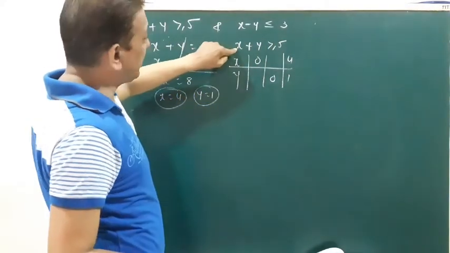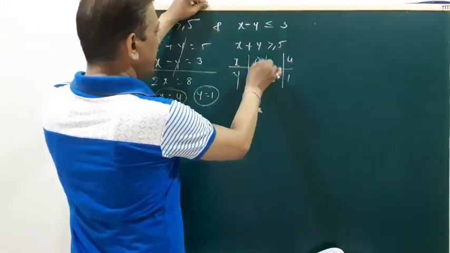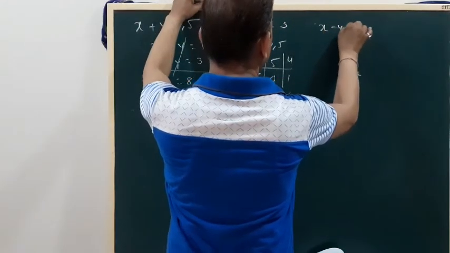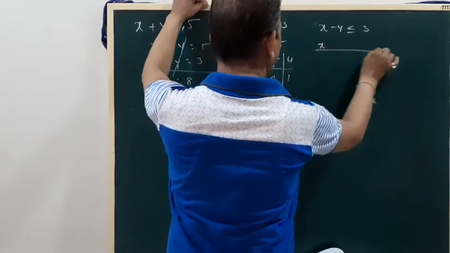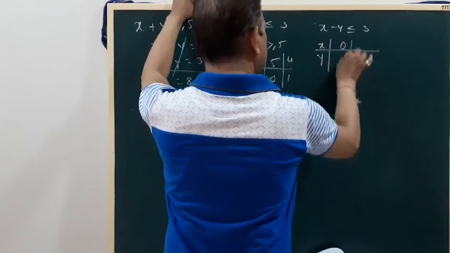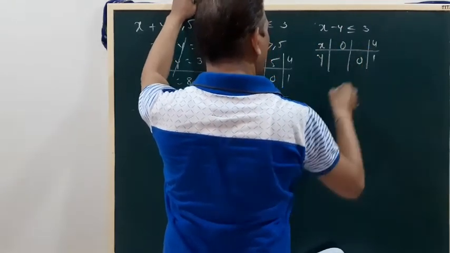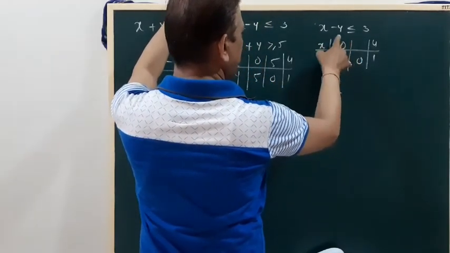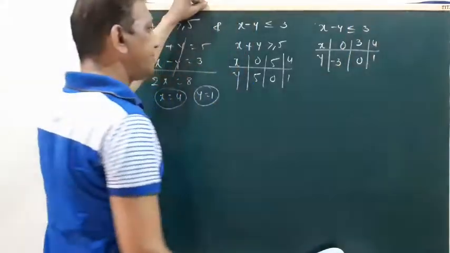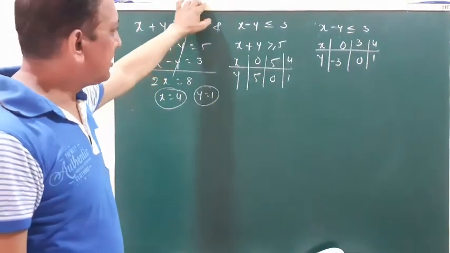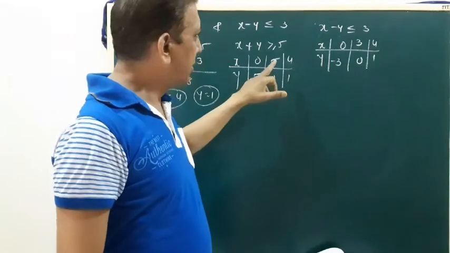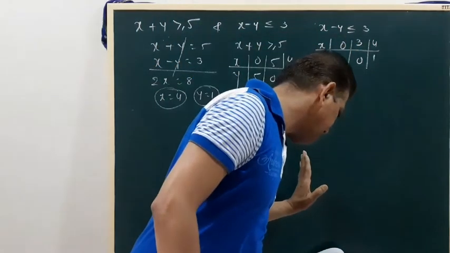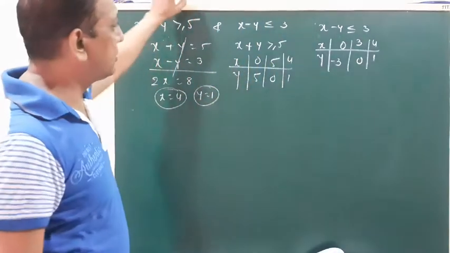Now first we solve this one. X equal to 0, so y equal to 5; y equal to 0, x equal to 5. Now we write the second equation, x minus y less than or equal to 3. Again x 0, y 0, and we have 4, 1. Put x equal to 0, so y equal to minus 3, and y equal to 0, x equal to 3. Clear? Here both are positive, and here one is positive and one is negative. Okay, now we draw the graph.